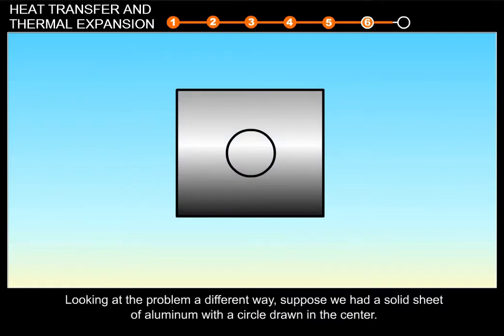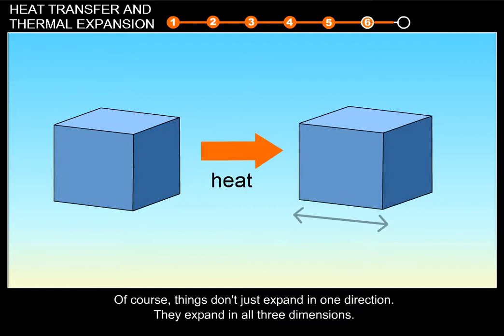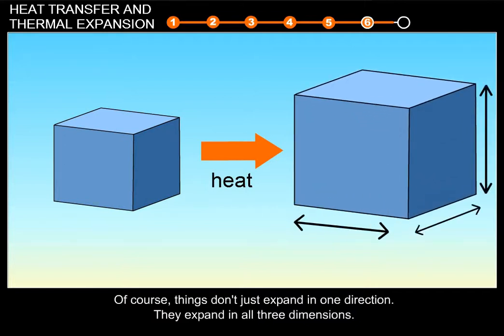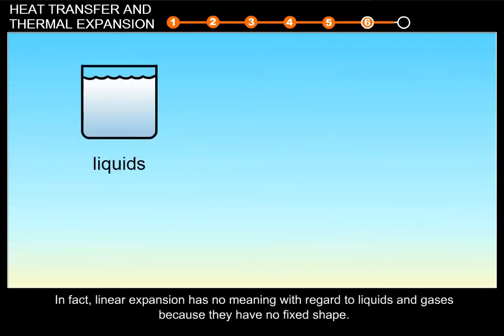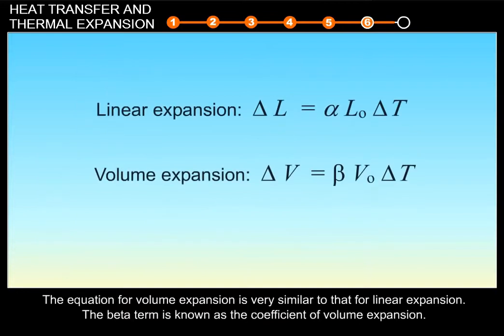Looking at the problem a different way, suppose we had a solid sheet of aluminum with a circle drawn in the center. It's now easier to imagine that the diameter of the circle increases as the entire sheet expands upon heating. Of course, things don't just expand in one direction. They expand in all three dimensions. In fact, linear expansion has no meaning with regard to liquids and gases, because they have no fixed shape. The equation for volume expansion is very similar to that for linear expansion. The beta term is known as the coefficient of volume expansion.